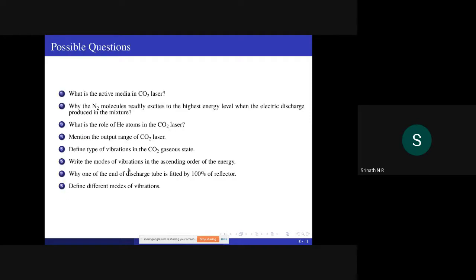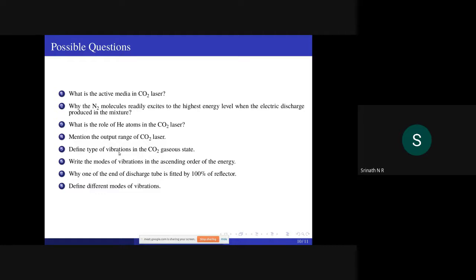These are the possible questions. What is the active media in CO2 laser? Why do the N2 molecules readily excite to the higher energy level when the electric discharge is produced in the mixture? What is the role of helium atoms in the CO2 laser? Mention the output range of CO2 laser.